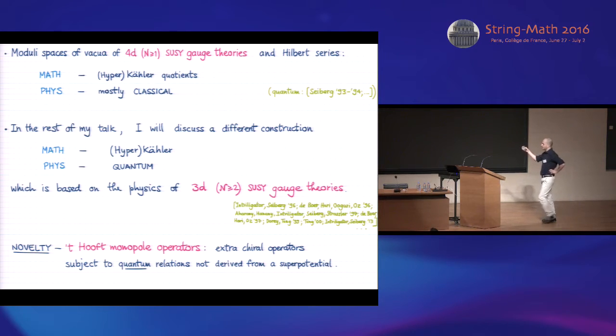The main difference between three-dimensional and four-dimensional supersymmetric gauge theories, at least as far as I'm concerned today, is the presence of 't Hooft monopole operators in 3 dimensions. These are new local chiral operators that exist in 3 dimensions, and the important thing is that they are subject to quantum relations, which, however, do not descend from a superpotential. So the challenge is to understand these 't Hooft monopole operators and, if possible, derive these quantum relations.